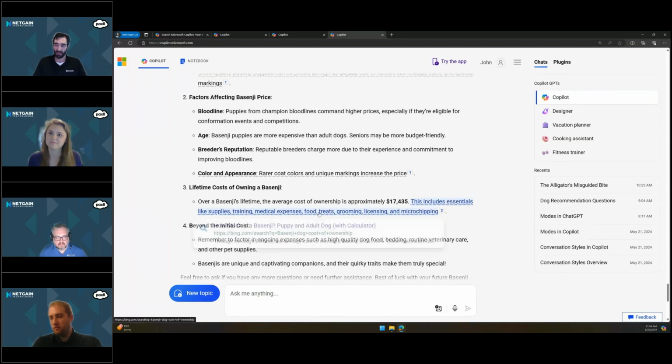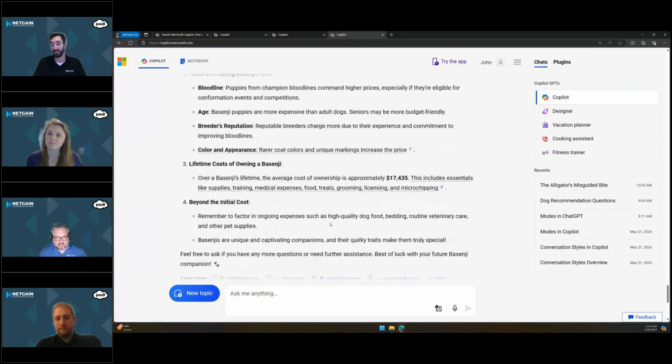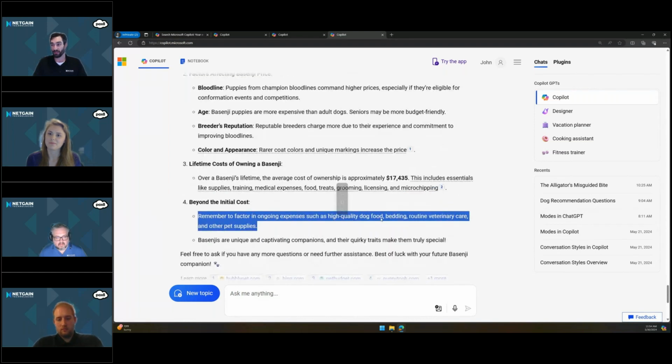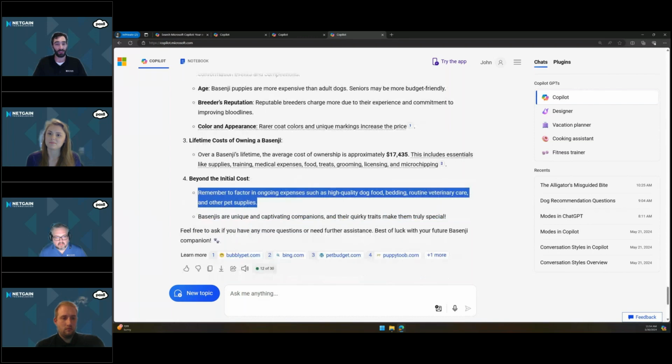And then again, I can click here to get more detailed information on here. So beyond the initial cost, right? High quality food. He's recommending good stuff for this little Basenji. Bedding, routine, care, everything. So feel free to ask any more questions or if you need assistance.